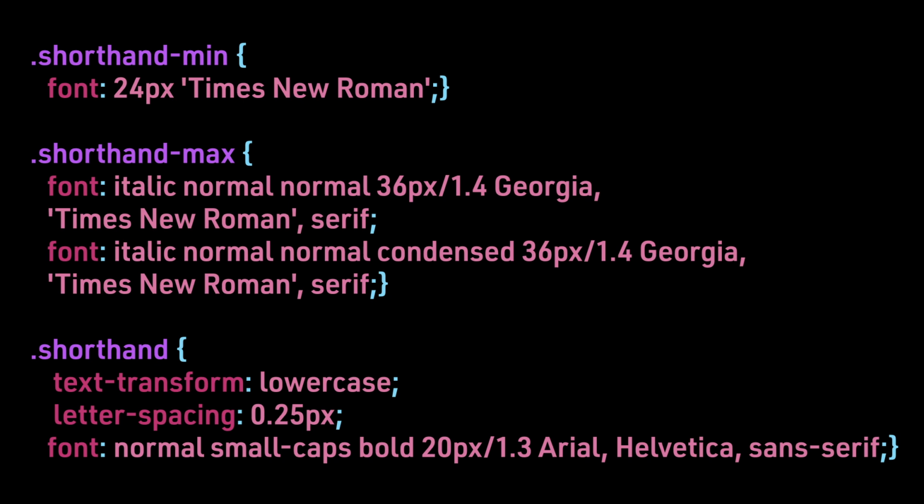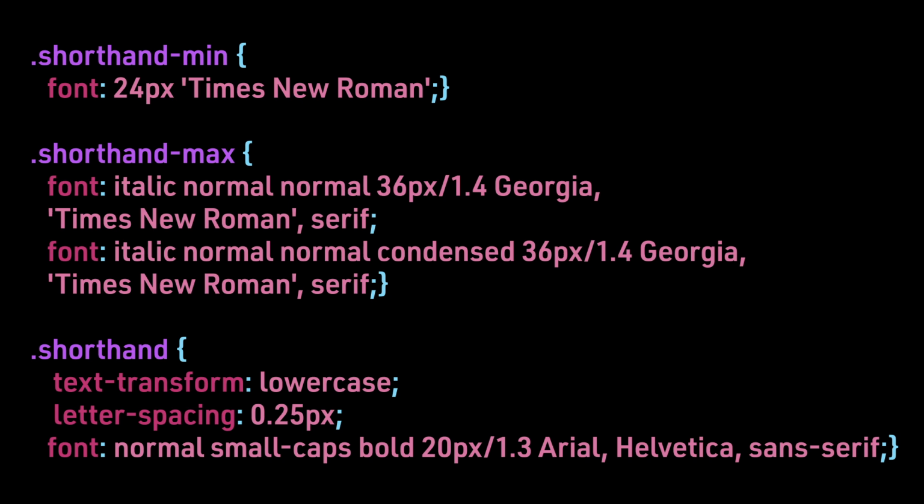For the shorthand minimum values, we are going to just set the font size and the font family. So we have set 24 pixels and Times New Roman. For the shorthand maximum, we are going to set all the properties. So we have set font style to italic, font variant to normal, font weight to normal, font stretch to condensed, 36 pixels over 1.4 line height, Georgia, Times New Roman, serif in a stack.